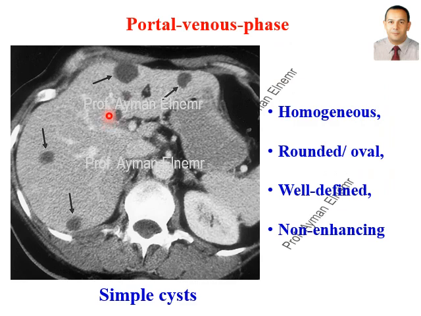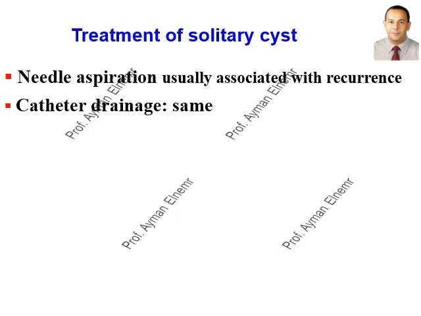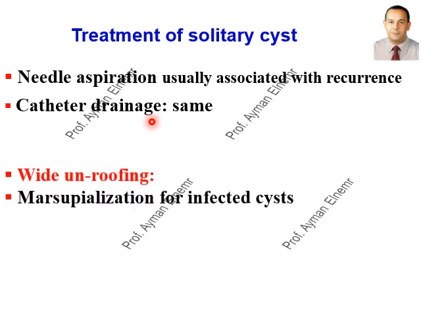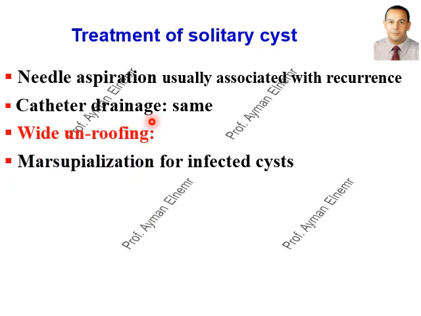This example in the portal venous phase shows multiple homogeneous rounded or oval well-defined non-enhancing lesions. Treatment of solitary simple cyst. Both needle aspiration and catheter drainage are usually associated with recurrence. The ideal treatment is wide unroofing or deroofing, and this can be done by both open or laparoscopic approaches. Marsupialization is better done for infected cysts.